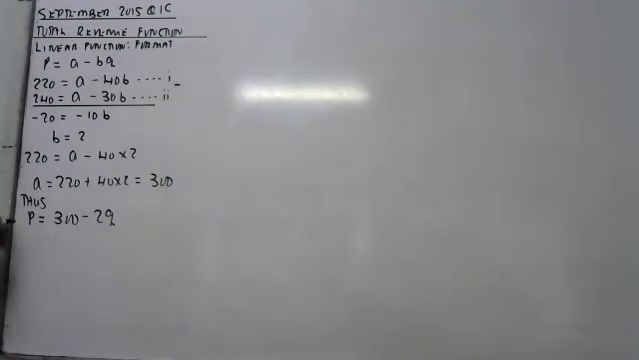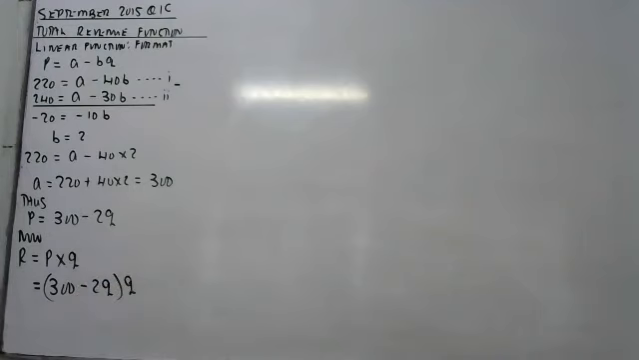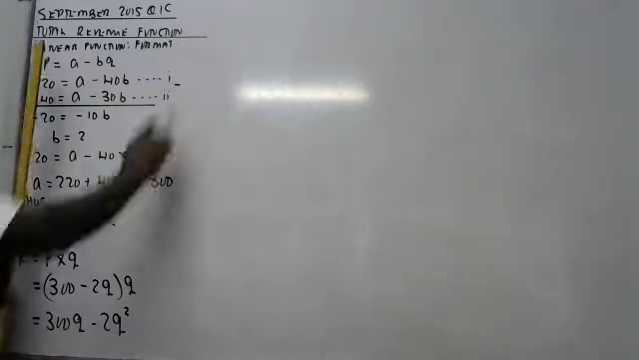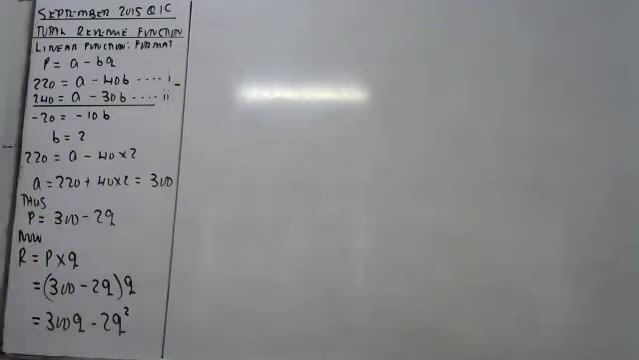Now, revenue is price times units, like what I asked you to do the other time. Price times units. So we are now using the multiplication way to get the total. The price, we already know, is 300 minus 2Q, and the units are Q. So this becomes 300Q minus 2Q squared. So we have the revenue function.